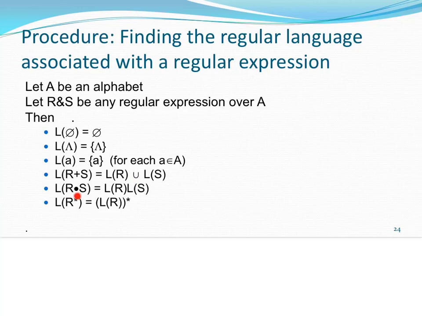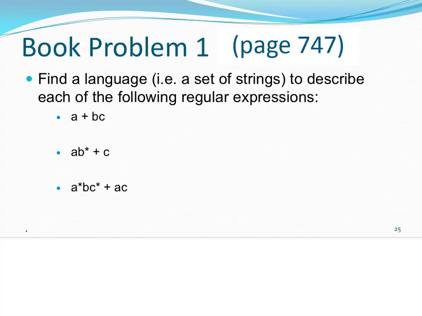Similarly, I said dot corresponds to concatenation. If you have two regular expressions that are dotted, you can translate the language of the dot of those two just by taking the language of the first one and concatenating it with the language of the second, right? And similarly, the language of something starred is just whatever you get taking the language on its own and starring it. So here's three problems. It says find a language, that is a set of strings, to describe each of the following regular expressions.